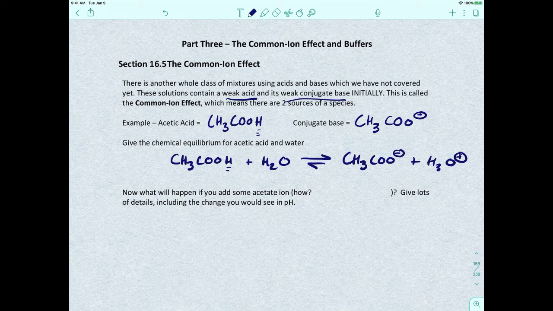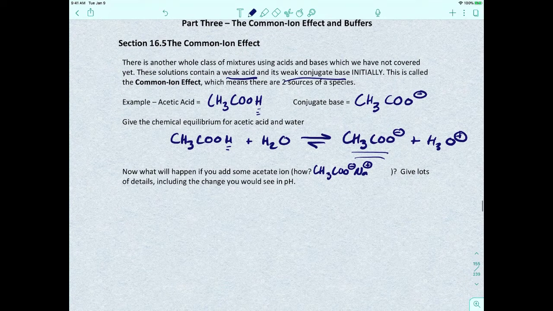So what if you start adding in some acetate ion here? How would you add it in? Well, we could add in sodium acetate, which is really, really easy to come by. It's a food preservative, so it's definitely plentiful. Give lots of details, including the change you would see in pH.